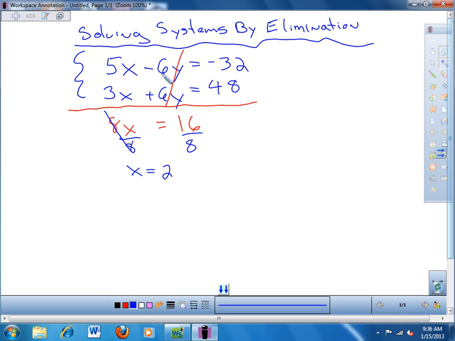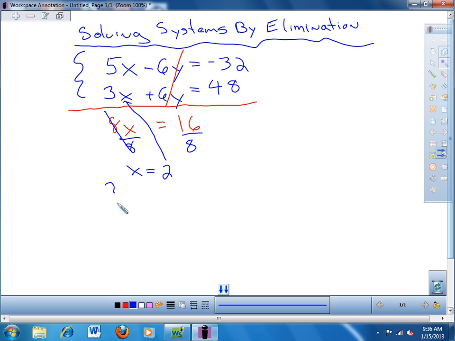A lot of times you'll see a system in which one set of either the x's or the y's are just the opposites of each other, and then you just add the equations together, and you've eliminated one of the variables. I still have to find the other variable. To find out what y is, this is a little more complicated. You can't plug directly into an equation and find y.